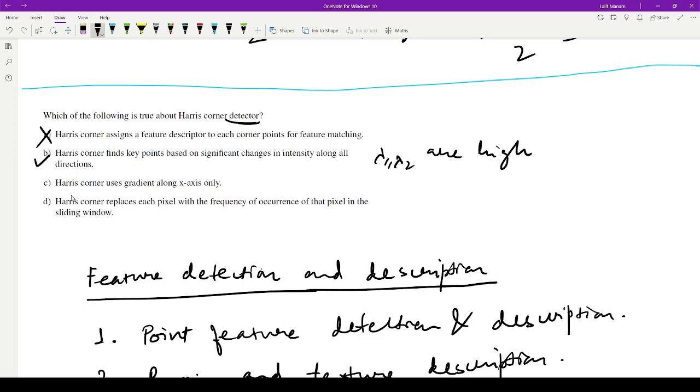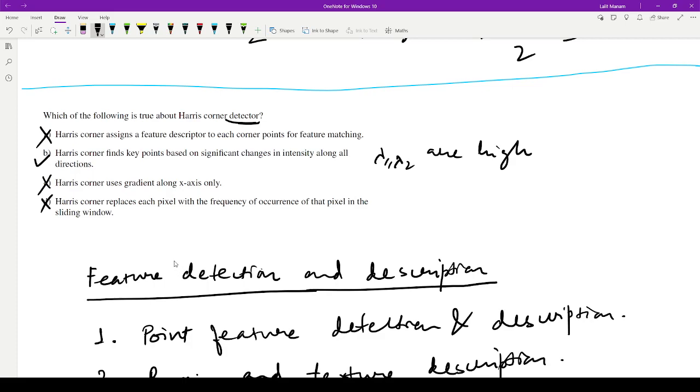Okay. The next one is Harris corner. Harris corner uses gradient along the x-axis only. Is it right? No, it will consider the y-axis too. In general, it considers both axes. It needs significant change in all the directions, so it cannot be limited to just one axis. What about this? Harris corner replaces each pixel with the frequency of occurrences of that pattern in the sliding window. It doesn't replace anything. It just finds the change in intensity. Right or wrong? Wrong.